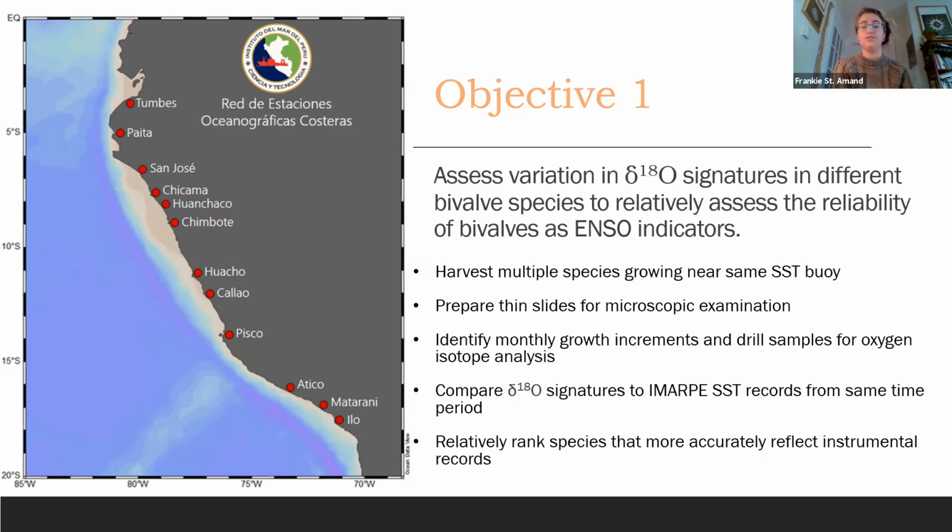as I finally send my samples to Iowa State University to Al Wanamaker, a CCI alumnus and also a member of my committee. So I'll be getting the results of the delta O18 signatures from various samples that I collected. And then I'll be comparing these to sea surface temperatures from the same time period that they were alive, some of these a year and a half, some up to 4, maybe more than 4 years, so I can try to assess which species more accurately reflect these instrumental records.